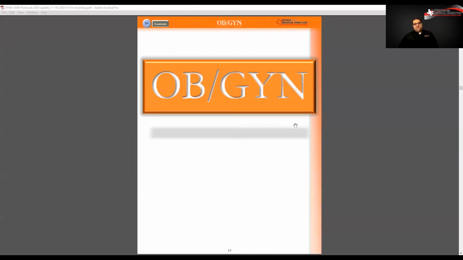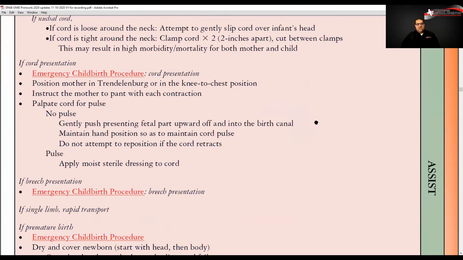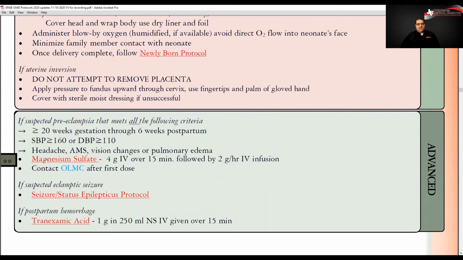All right, onto the OB section, and we're actually going to do a real deep dive in OB during one of the upcoming CE sessions, but just a quick mention down in the advanced section, like I mentioned before, just standardizing that magnesium sulfate dosing for patients who you suspect to be in preeclampsia. So again, greater than 20 weeks gestation, up to 6 weeks postpartum, hypertension, whether it's systolic or diastolic, symptoms of preeclampsia like headache, altered mental status, vision changes, pulmonary edema. Give the magnesium sulfate 4 grams IV over 15 minutes, followed by a 2 gram an hour infusion. Okay, and then that'll help bring down their pressure, and it'll also help prevent them from going further into seizures.